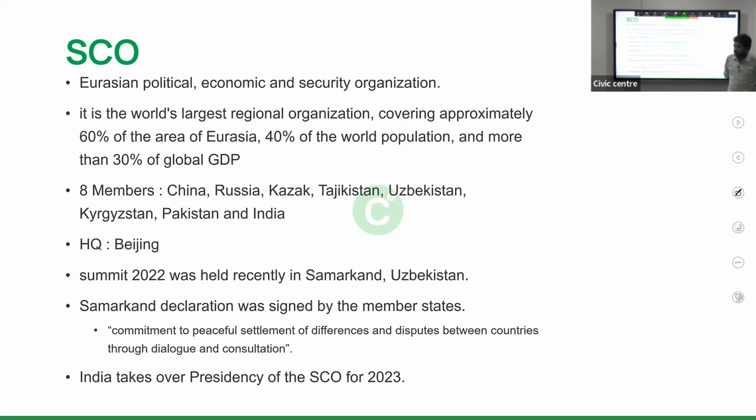So this Shanghai Cooperation Organization has been emerging as one of the effective platforms for anti-terror activities. Both political aspects as well as economic aspects are involved. There are eight members. Previously, six members were there: five Stan countries or four Stan countries.